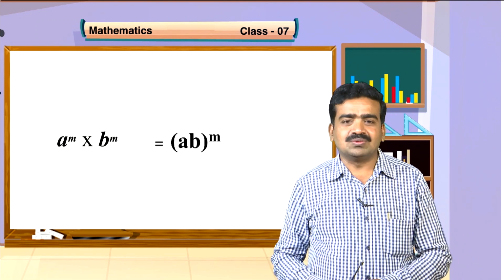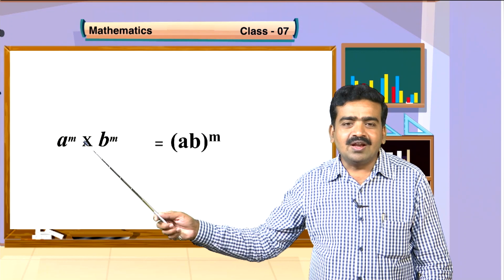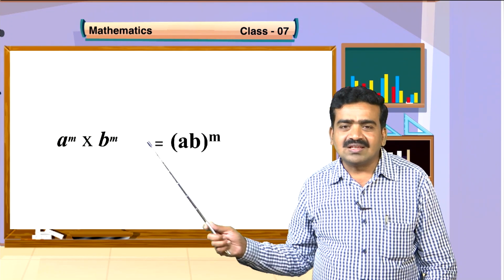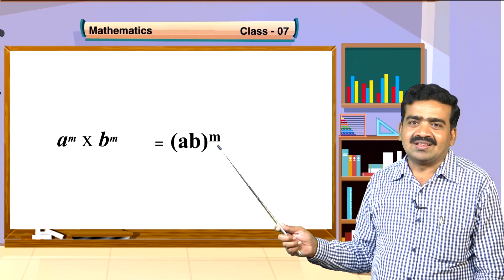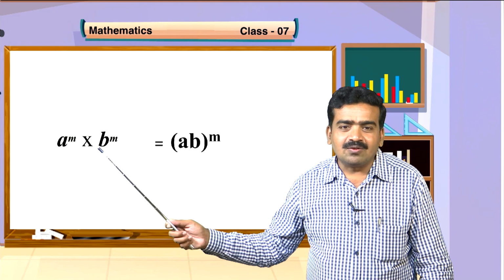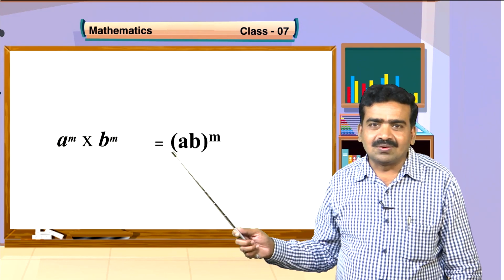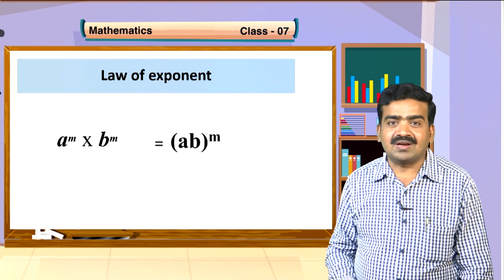So, from these two examples, we come to know that a to the power of m into b to the power of m is equal to ab to the power of m. Can you repeat again? a to the power of m into b to the power of m is equal to ab to the power of m. This is another law of exponents.